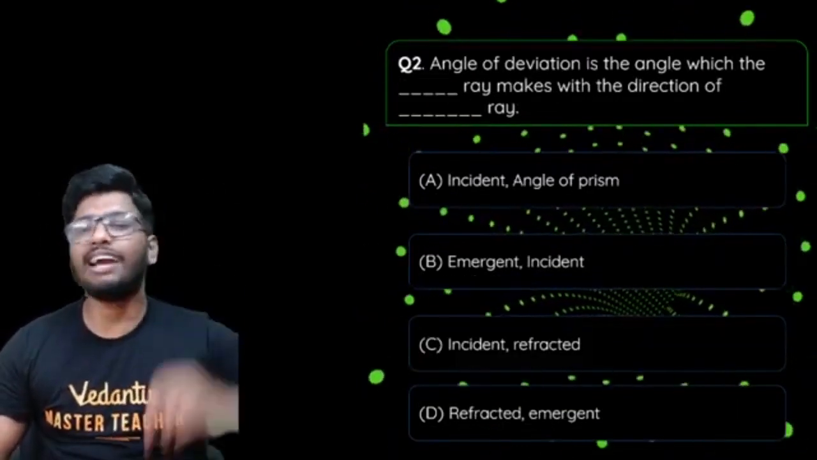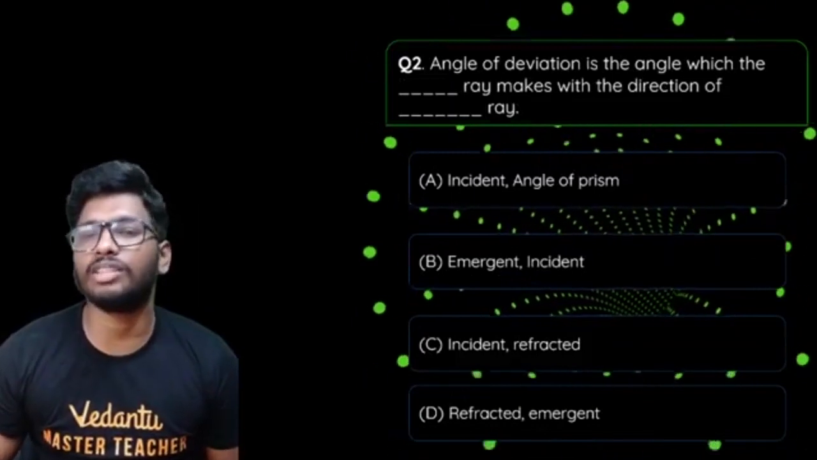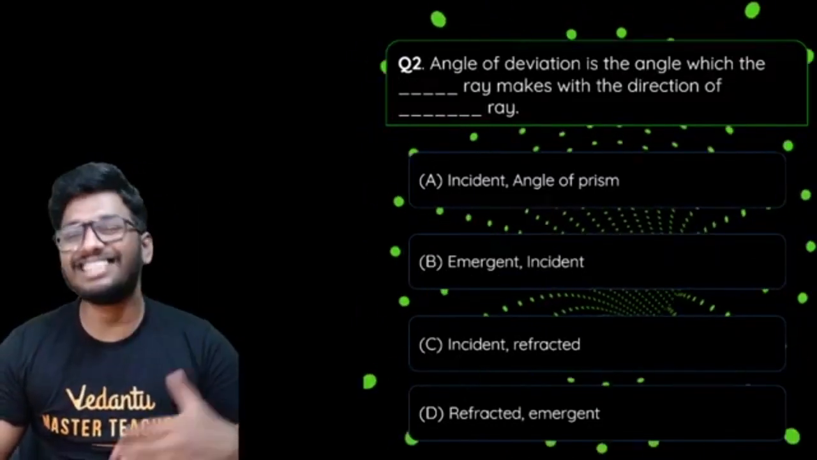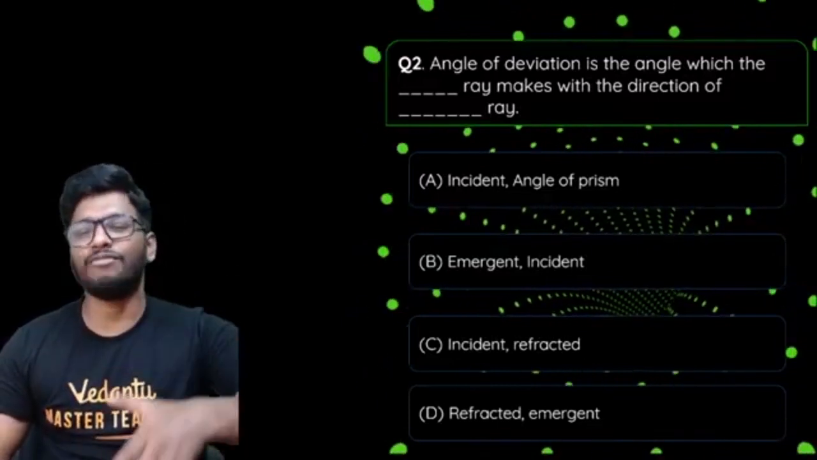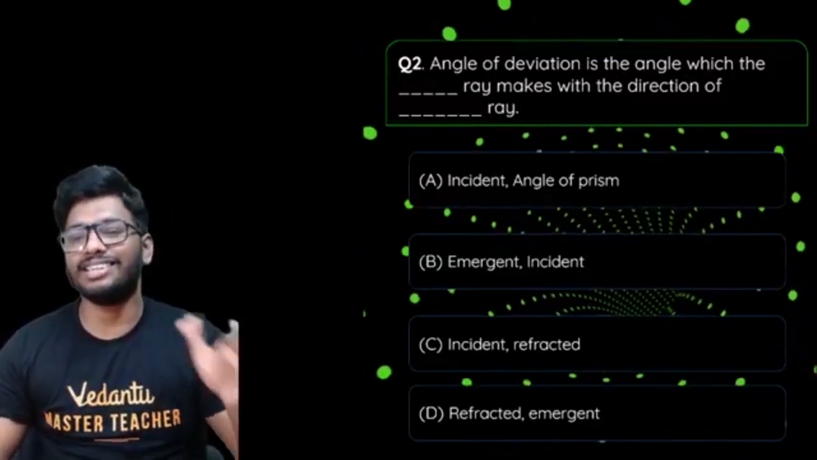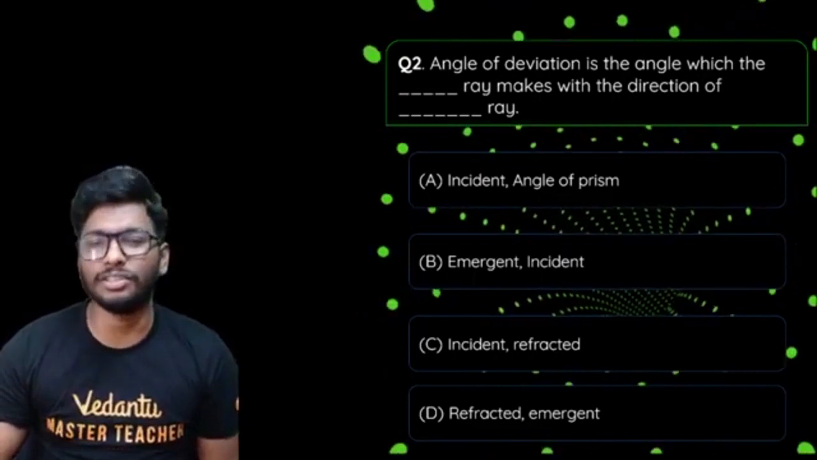Second question. Angle of deviation is the angle which the dash ray makes with the direction of dash ray. Incident with the angle of prism, emergent and incident ray, and the refracted ray and the emergent ray.